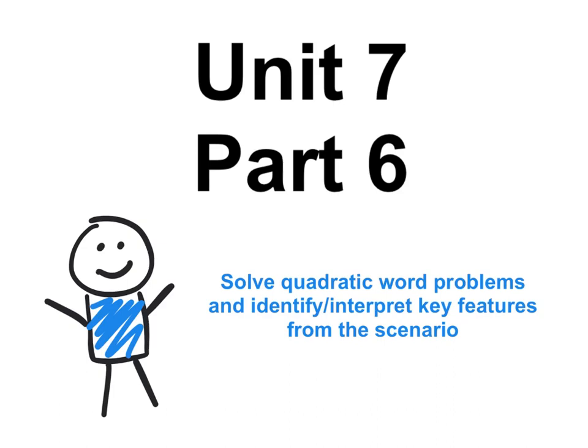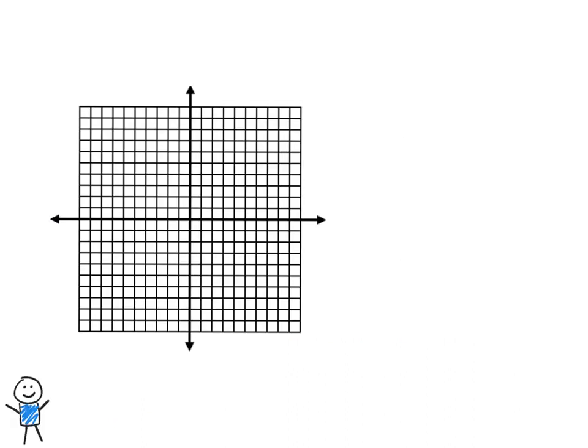My name is Mr. Bell, and today we're going to solve some quadratic word problems, and we're also going to identify and interpret key features from graphs and from different scenarios. Before we actually do an example of a quadratic word problem, I want to review some of the key features of quadratic functions on a graph.